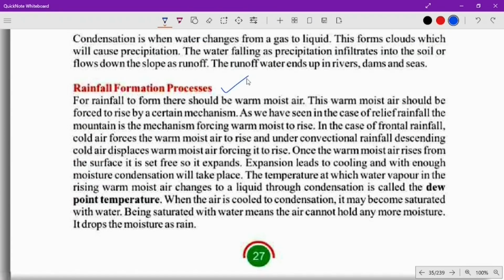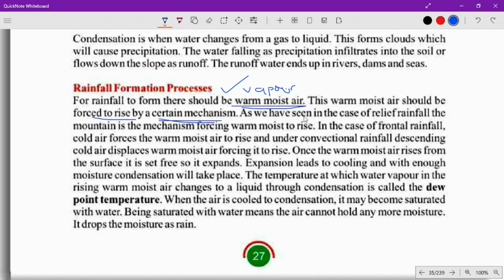Rainfall formation processes. Let us look at how rainfall is formed. For rainfall to form, there should be warm, moist air. Warm, moist air is what we call vapor. Okay? So this warm, moist air should be forced to rise by a certain mechanism. So what causes this warm, moist air to rise? It can be a mountain or it can be a front. We shall learn more about fronts later.